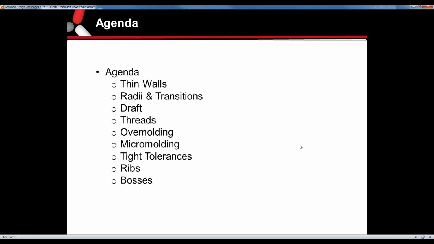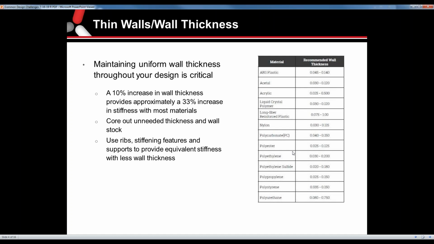All right, perfect. Just wanted to thank everyone for joining this afternoon. Here are the topics that we're going to go over for today's webinar: thin walls, radii and transitions, draft, threading on plastic parts, overmolding, micromolding, tight tolerances, ribs, and bosses. So we'll jump into it here.